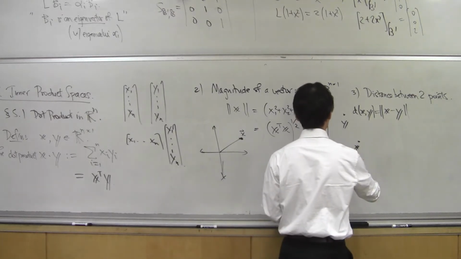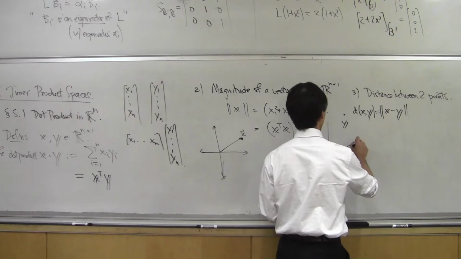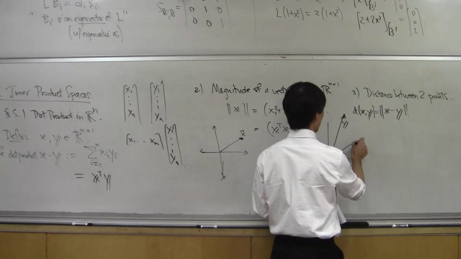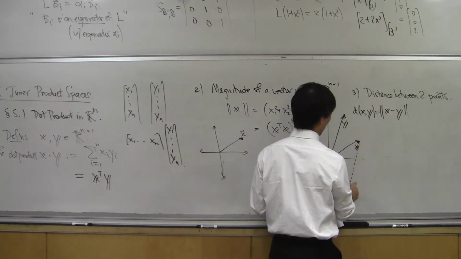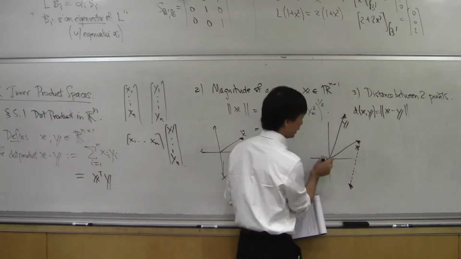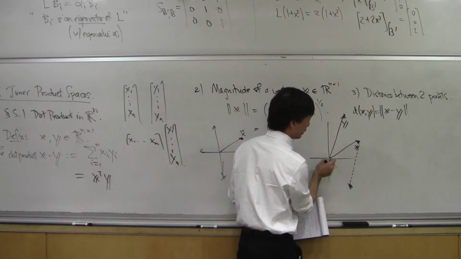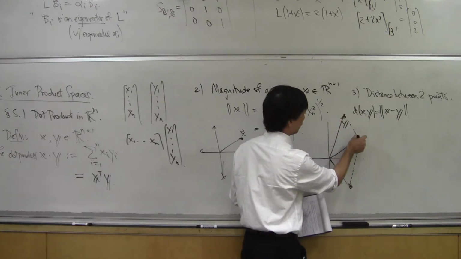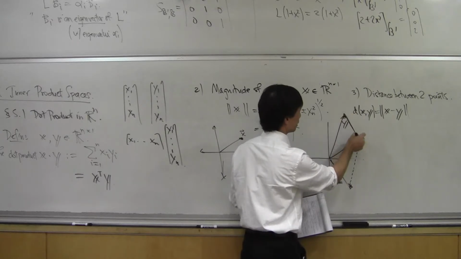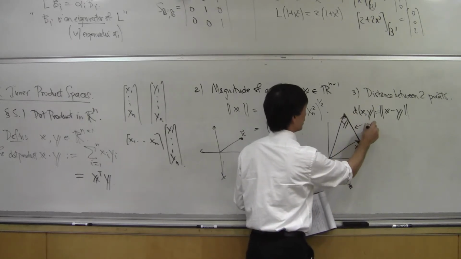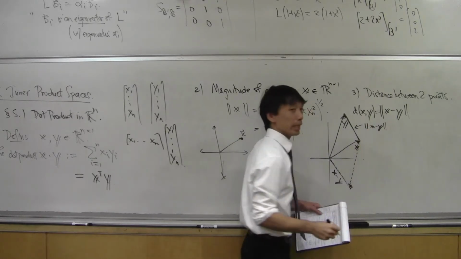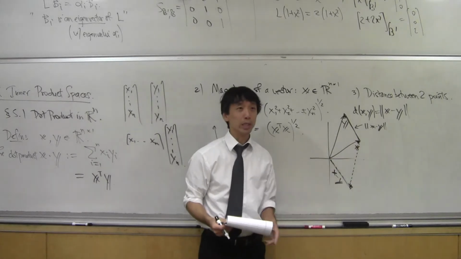Right? So you have your x, right? You have your y. You take x and add on to it minus y, right? And that gives you this vector here. And this is x minus y, right? Well, the magnitude of that is this distance here, right? And this thing has magnitude x minus y. That's the distance between these two points.